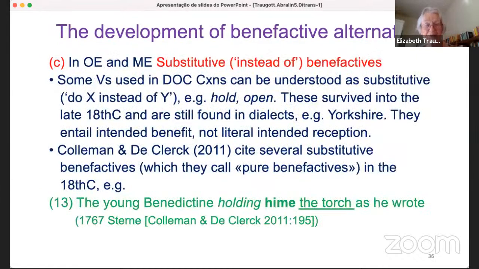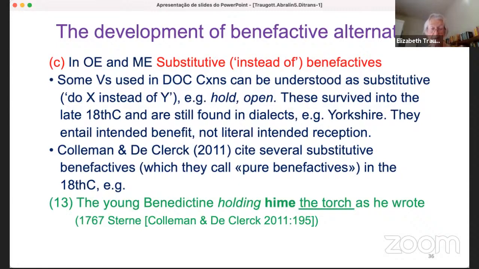Going on to the third one, substitutive instead of benefactive. There are some verbs that are used in the double object construction in earlier English that can be understood as substitutive. Do X instead of Y. So you hold something instead of somebody else. You open something for them instead of them. So if I open the door for you, I'm doing it instead of you. They survived into the late 18th century. They're still found in dialects. They entail an intended benefit, but there's not literal intended reception.